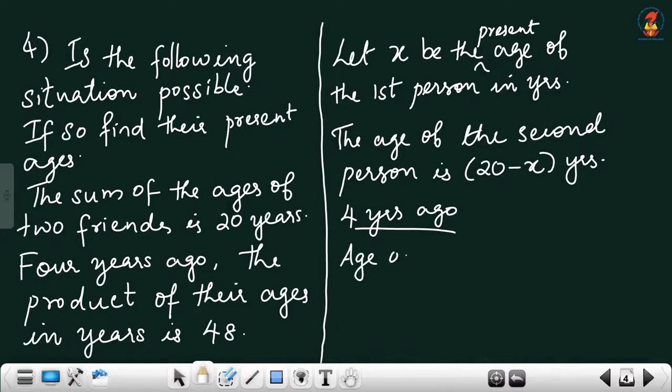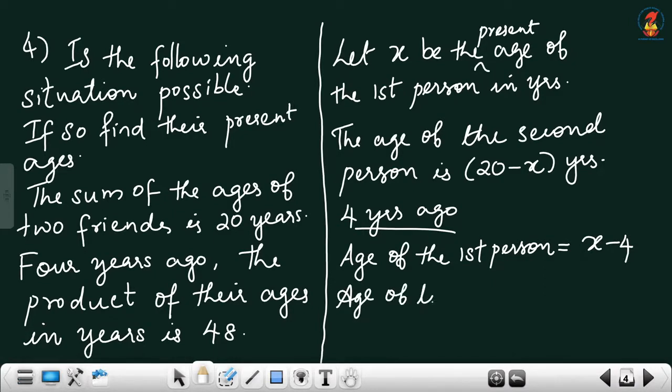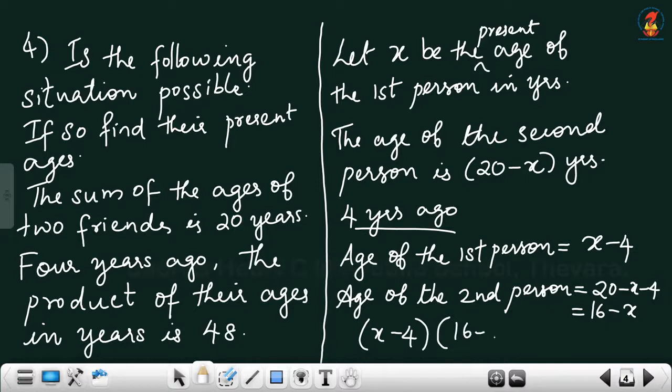So, the age of the first person 4 years ago is x minus 4. Then the age of the second person is 20 minus x minus 4. So, it is 16 minus x. Then the relation is given: 4 years ago, the product of their ages is 48. So, x minus 4 into 16 minus x is equal to 48.